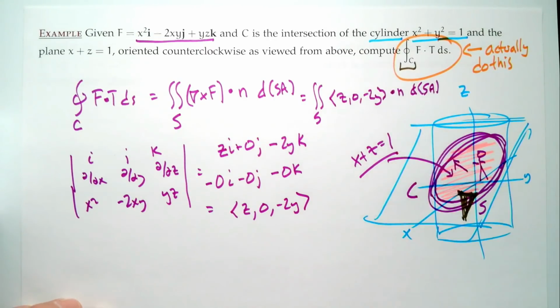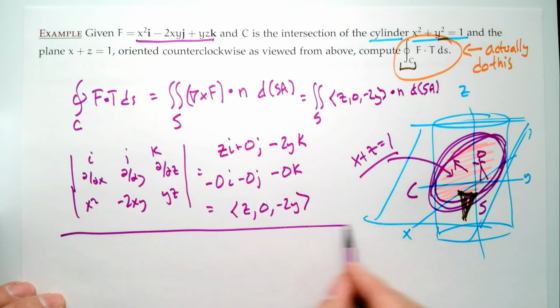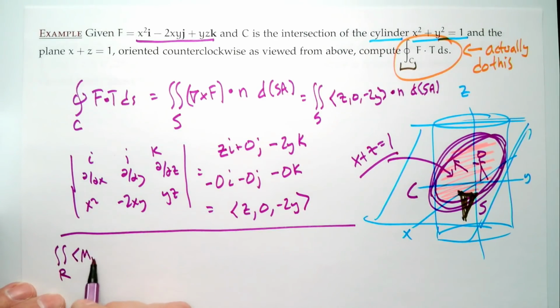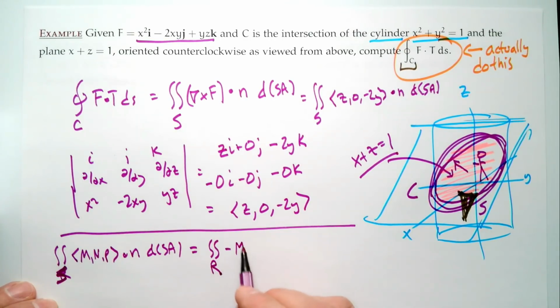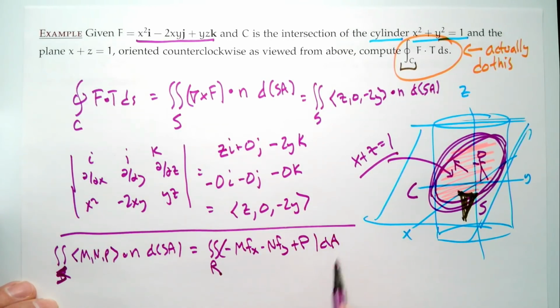Now, how do you actually compute that? Well, you do it in the following way. We remember that the integral over a surface in general of M, N, P dot n dS is equal to the integral over the region in the xy plane of minus M f_x minus N f_y plus P dA. So we computed to an integral here in the plane.